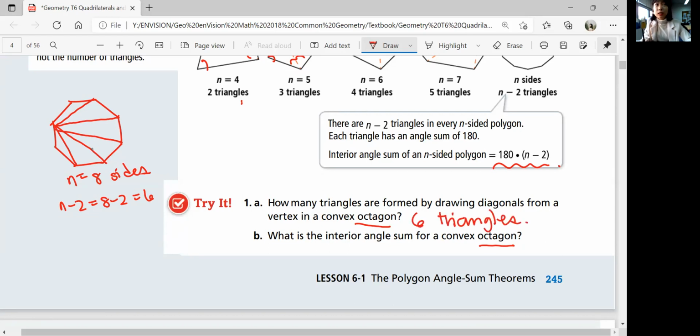What is the interior angle sum for a convex octagon? So using this formula, 180 times 6 is 1,080 degrees. So the interior angle sum of a convex octagon would be 1,080 degrees. Cool.